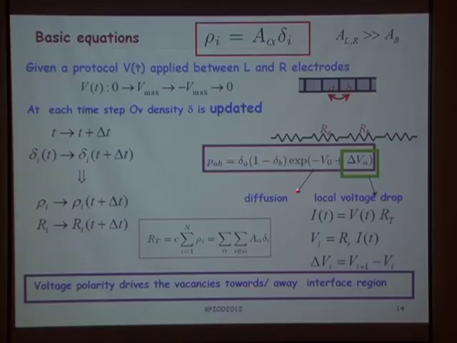So the voltage polarity essentially drives vacancies away from the interface region towards the bulk side of the sample. Yes?